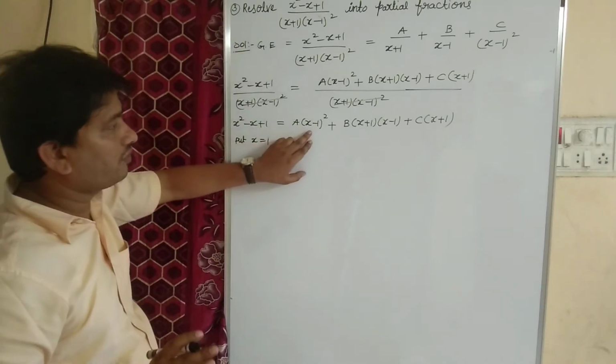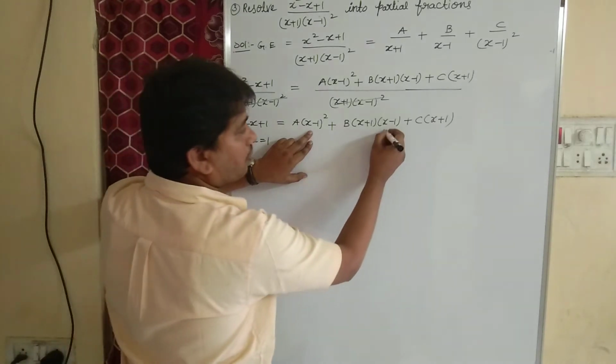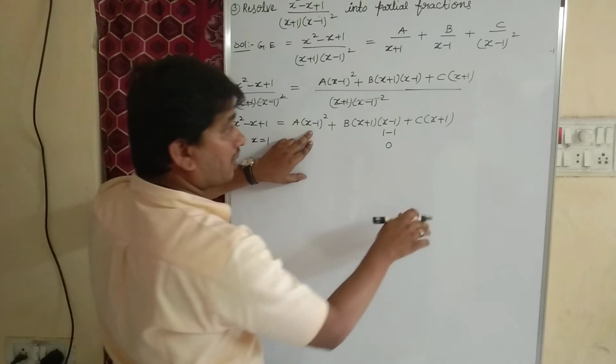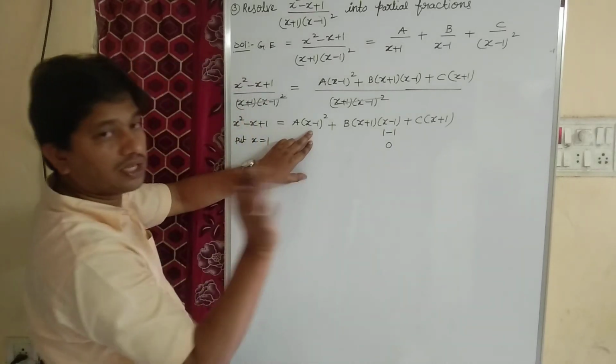Okay, this term will be 0. Again here also, if I put 1, 1 minus 1 is 0, 0 into something is 0. But what you will get? You will get the value of c.